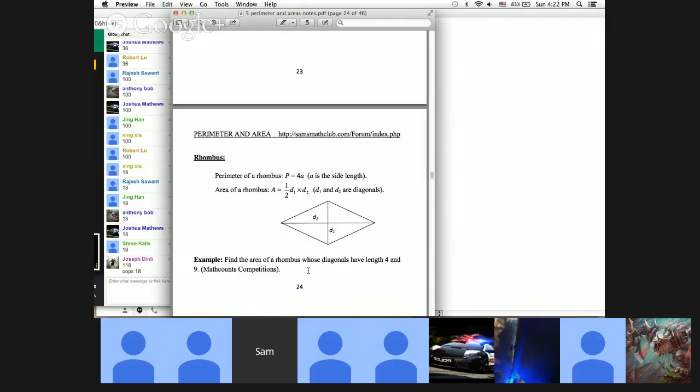So if you knew this formula, you get this problem right. If you don't know the formula, you have a chance, but you probably won't get this problem right. So it's just good to know. Diagonals multiplied together divided by 2. Really quick and easy to memorize.